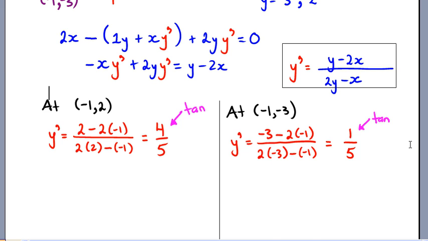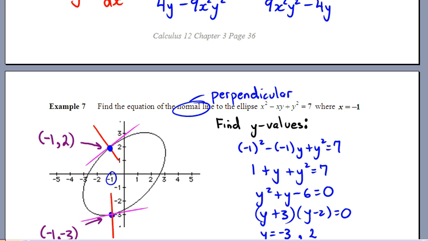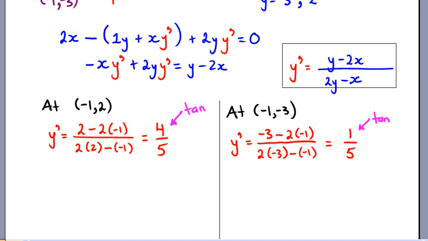Now, I don't know what color I used up above. Let's take a look. Yeah, those are the pink tangent lines that are there. We don't want those. We want those red normal lines, right, that are perpendicular to that. So we're going to make a little change here. Let's do it right now. So we want things that are perpendicular to that. So the normal slope, the perpendicular line slope, this is going to equal -5/4.